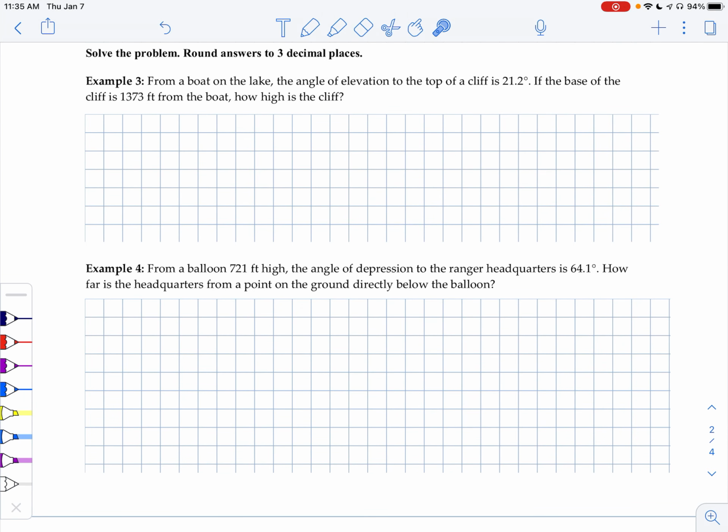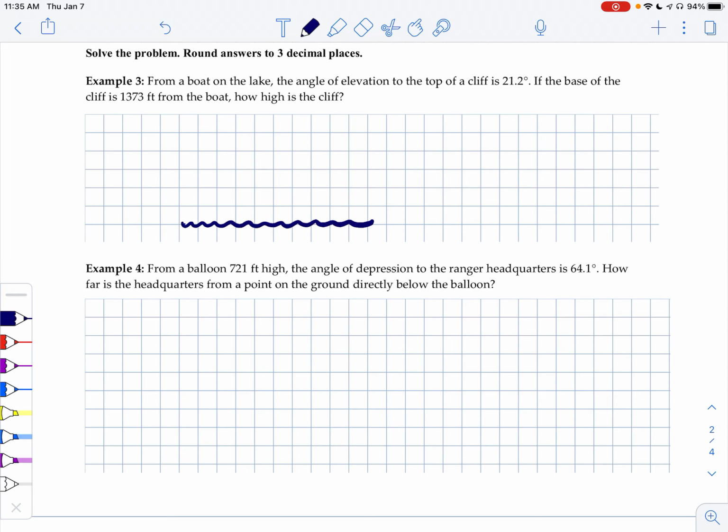Example 3 says, from a boat on a lake, the angle of elevation to the top of a cliff is 21.2 degrees. If the base of the cliff is 1,373 feet from the boat, how high is the cliff? I don't know about you guys, but I am very much a visual person, so I like to draw little diagrams just to understand a little better what I'm looking at. I am certainly no artist, but I try.